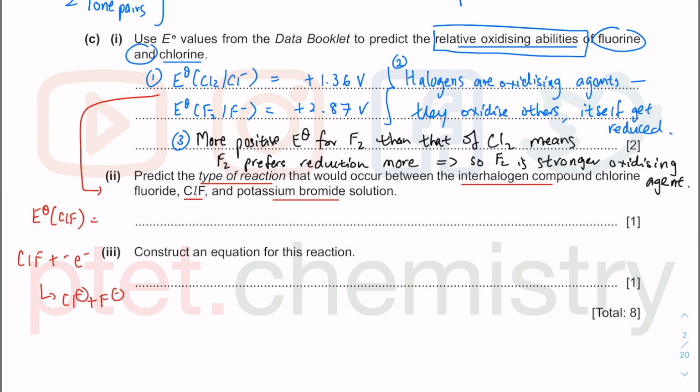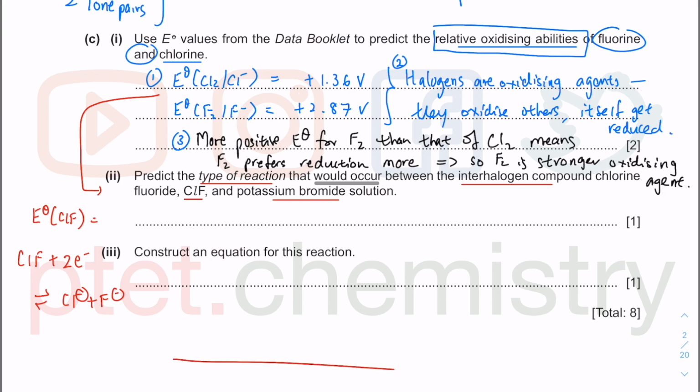But of course, we don't have the actual values, but what can we say? The value is going to be somewhere intermediate between that of both of them being chlorine and both of them being fluorine. So they are saying what would be the value? Well, predict the type of reaction that will occur. That would occur means we're expecting it to occur if it does occur, and both of them are stronger oxidizing agents than bromine. So both of them can oxidize bromide to bromine.